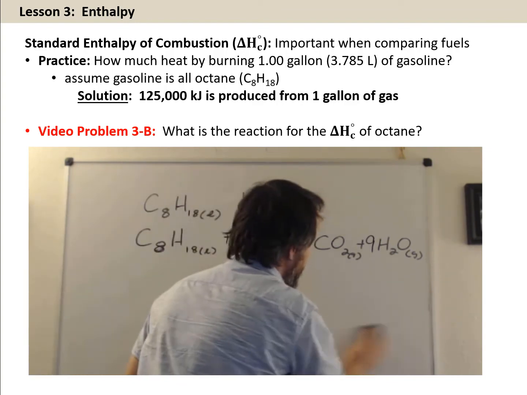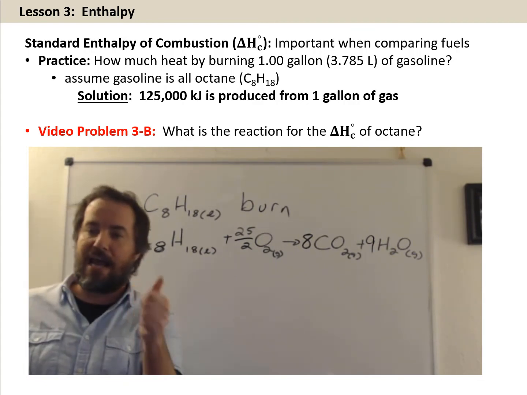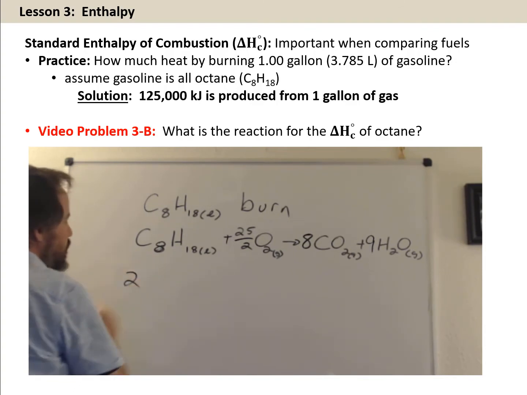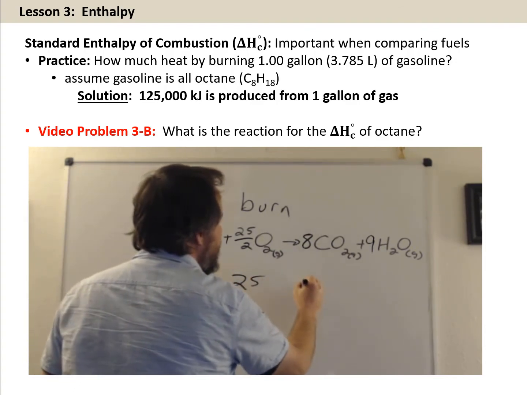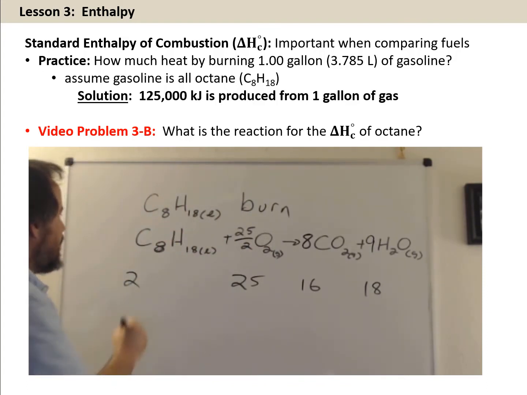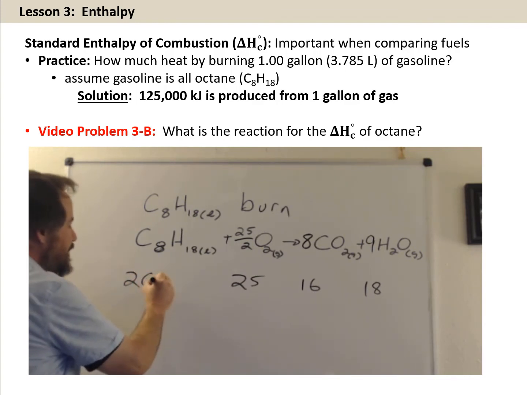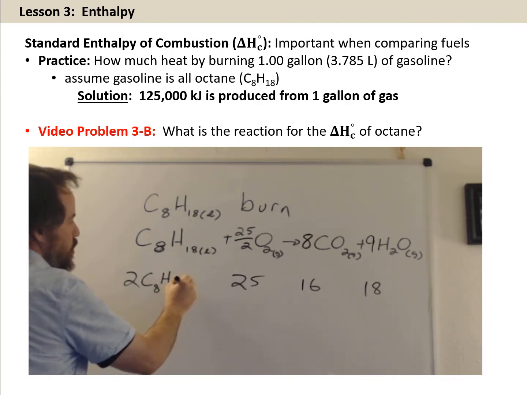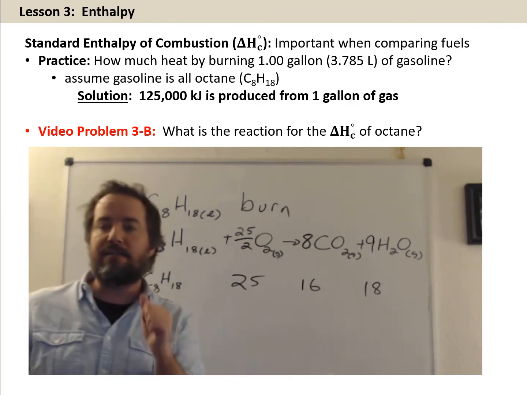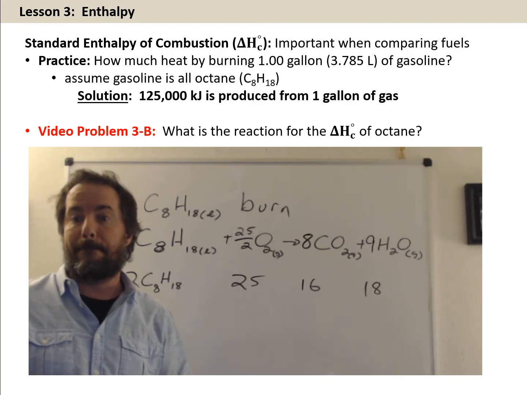Now, this is balanced. In 215, I said, hey, we need to get rid of this, so I would make this 2, this 25, this 16, and this 18. But in Chem 216, we're going to actually leave this where we have a fraction here. And we're going to do that because of the definition for heat of combustion.